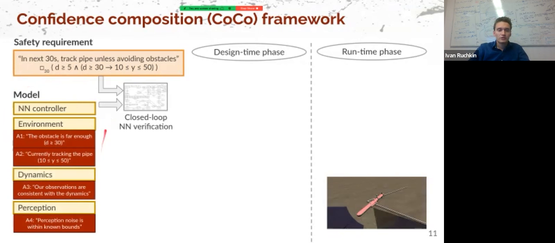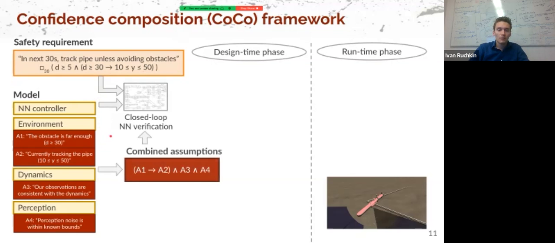We'll make a couple of assumptions on the environment that parallel some parts of the specification. For the dynamics, we'll assume that we don't know the real dynamics of the system, but we know it up to some epsilon. For the perception, again, we don't assume perfect perception, but we'll assume some bound on the perception error. Now is an important step.